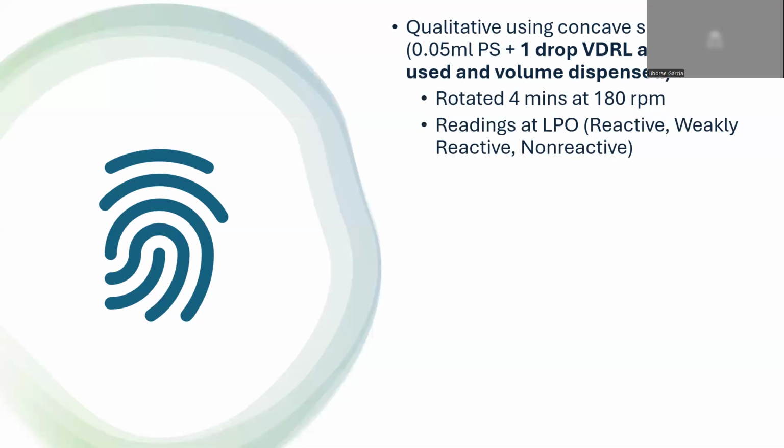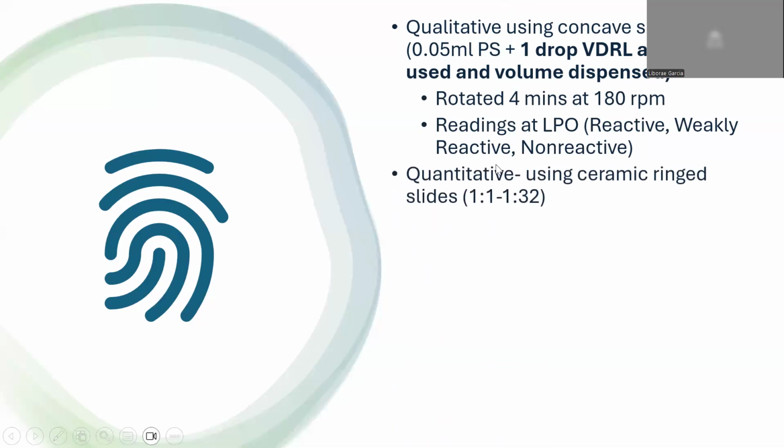If it is reagin, the antigen will clump. So therefore you need to take note not only on the size of the clumps, but also on the free antigens. When you say weakly reactive, small clumps are seen with few to moderate free antigens. So non-reactive, no clumps are seen.